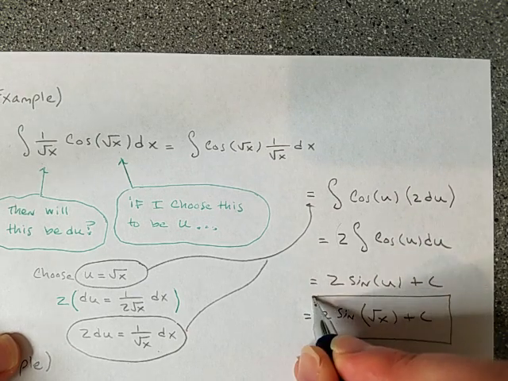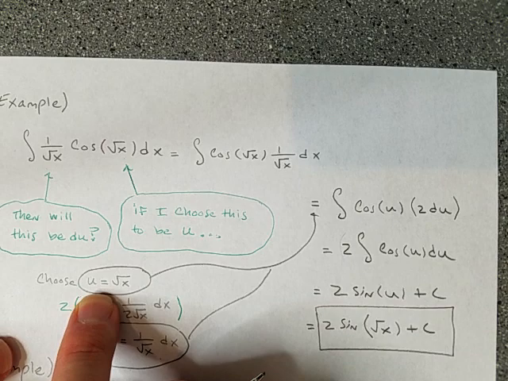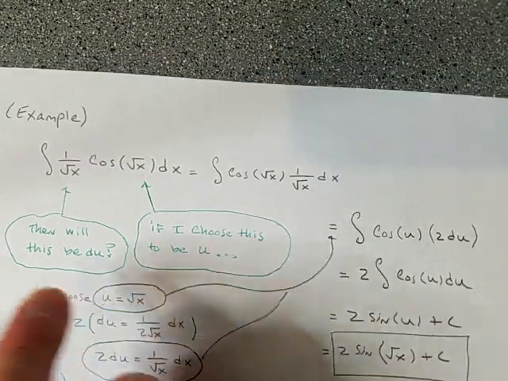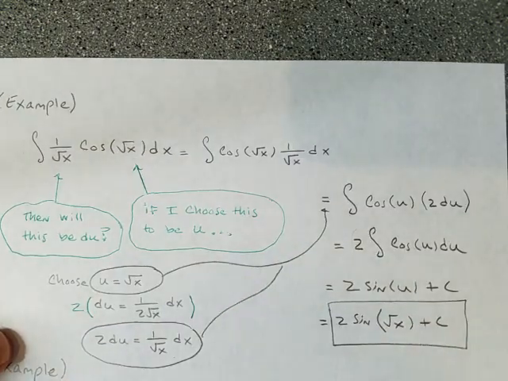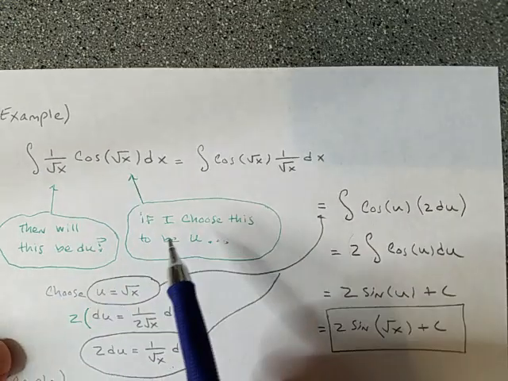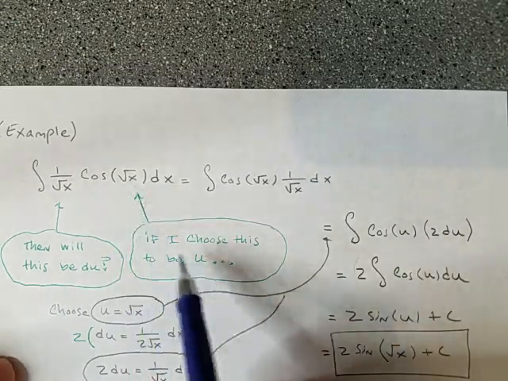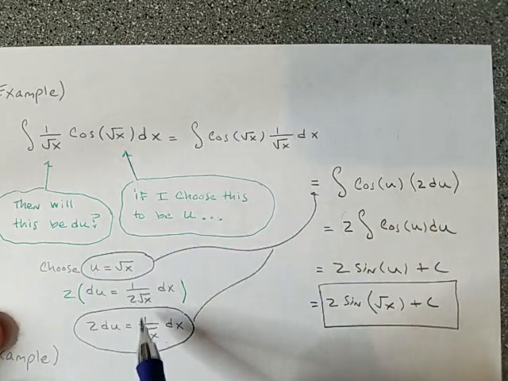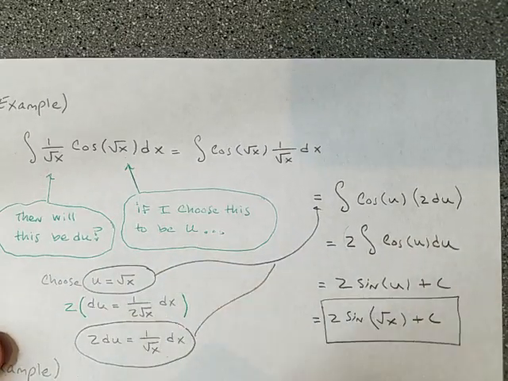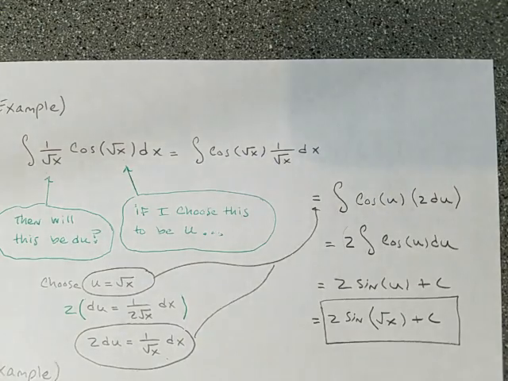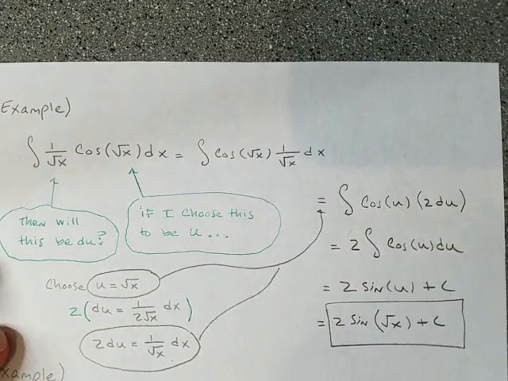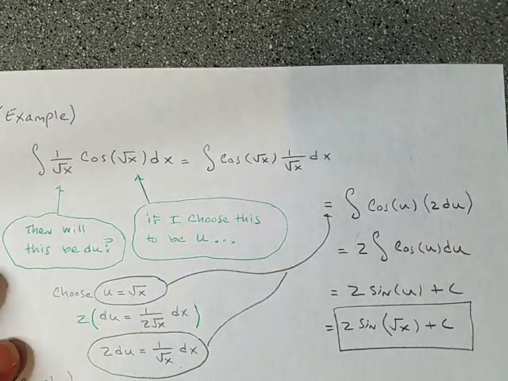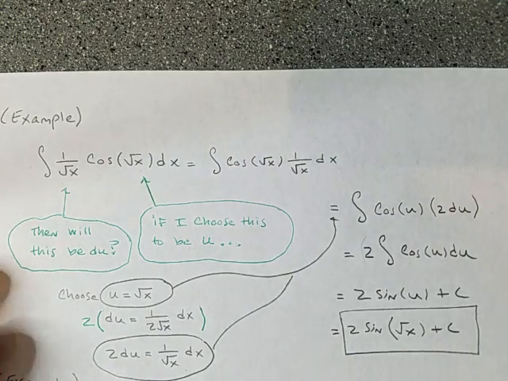All right, so see, I chose that so that the du would also work. It was true. So remember the question I posed was, if I choose that to be u, will this other thing end up being the du? It turns out that it did. And that's the kind of thing that we want to happen when we do u substitution.